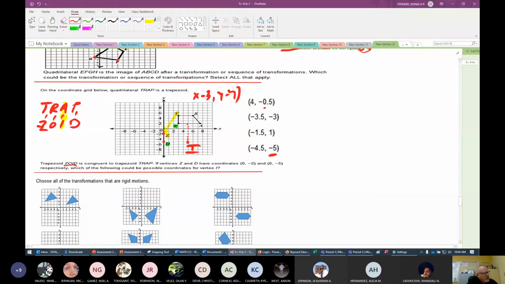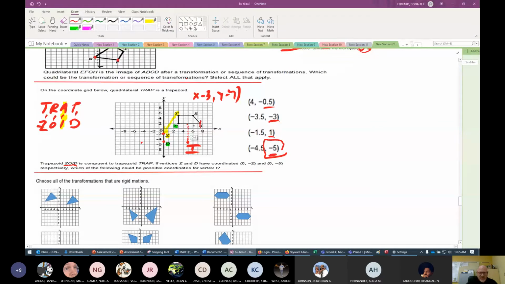All the rest of these, that's -0.5, this is -3, this is 1. And again, we know that there's got to be a difference of 3 between T and P, and in this case, Z and D. It's got to be -5. So this has to be our answer. But now what they say is it is -4.5, comma, -5. So I go 1, 2, 3, 4.5.